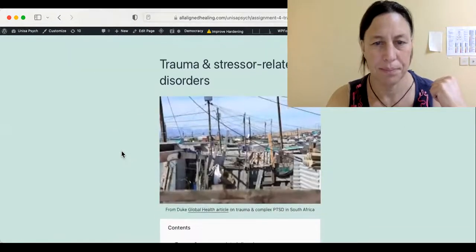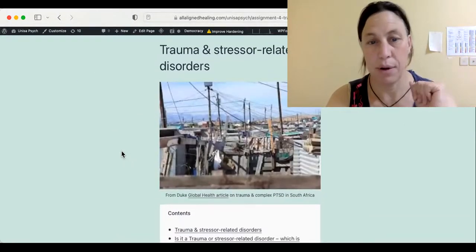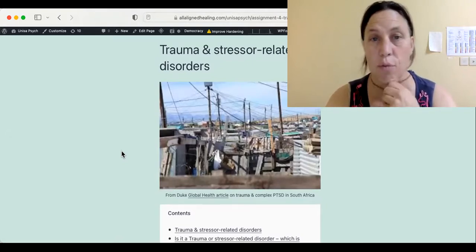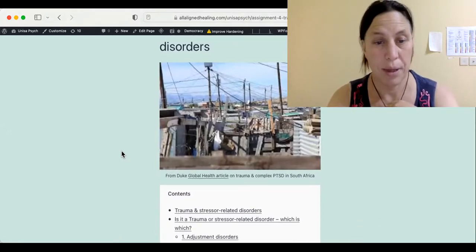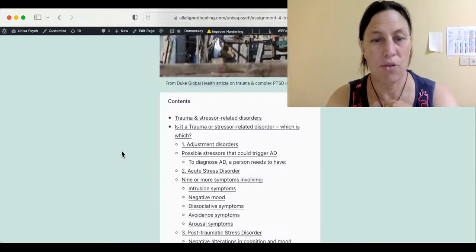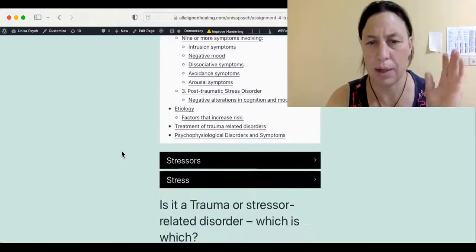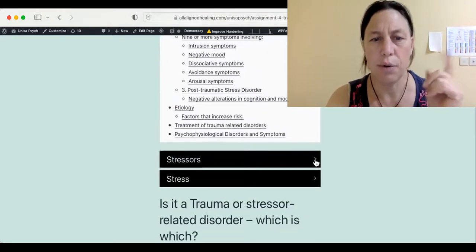We're looking at trauma and stress-related disorders. Okay. So there we have our South African shack life. You can see there's a lot of trauma there just by looking at that picture. I've used mainly pictures from movies. Keep it light.